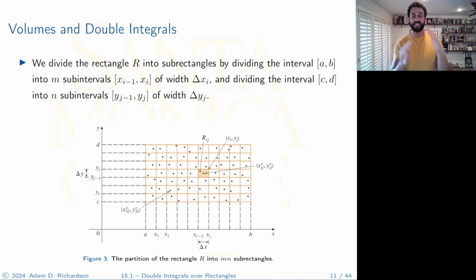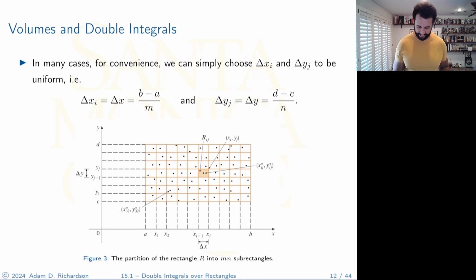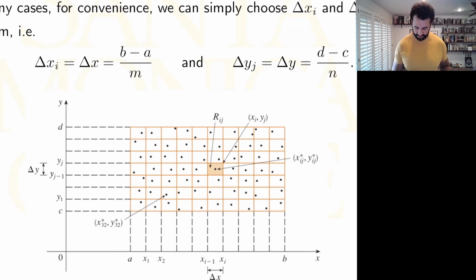The point here is that the partition does not need to be uniform, but if it turns out your function is integrable, then it can be a uniform partition. But this is basically the idea. In many cases, we can just choose the subintervals to be equal length, so that way we don't need to index delta x. We can just say that delta x is (b minus a) over m, and delta y is (d minus c) over n. So let me zoom into this picture for just a minute here.